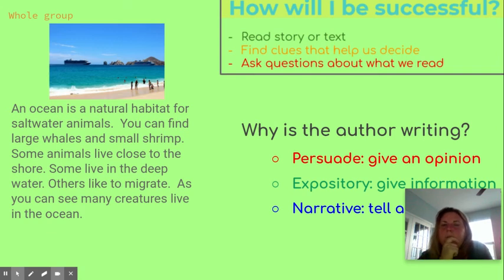Now let's think. We read the text. We looked at our clues, the picture clue, and now we have to ask ourselves the question about what we read. Was the author trying to persuade us or give us an opinion? Not really. Was he giving us information? Definitely, he was giving us information about the ocean and the animals you could find. Was he telling us a story? Not really. So the best answer is expository. So if you guessed that, you were right.